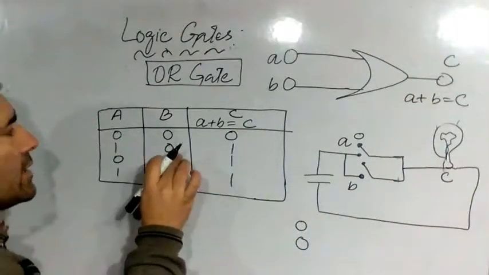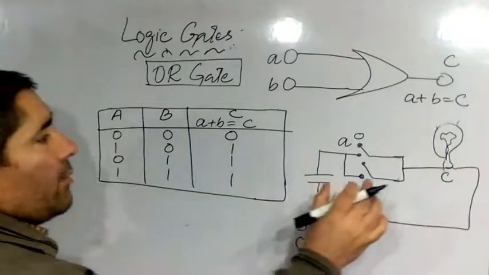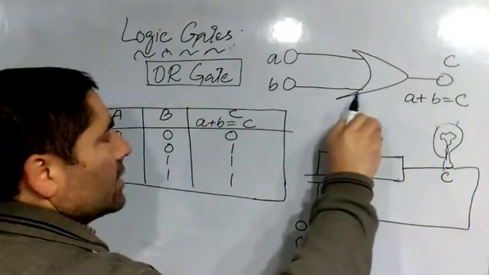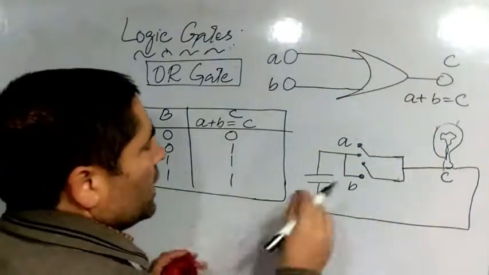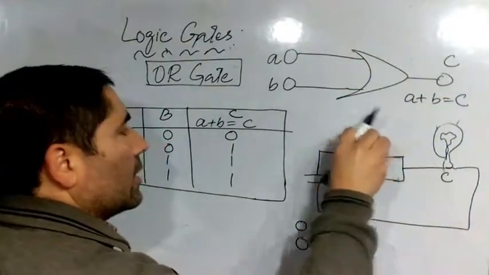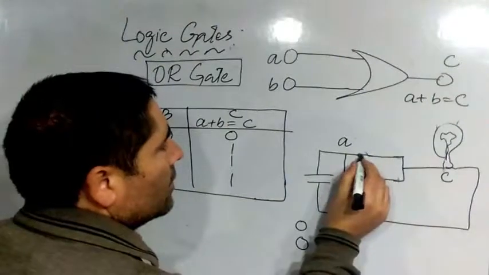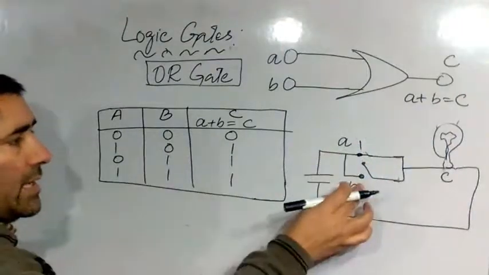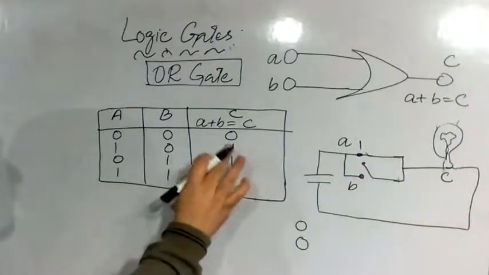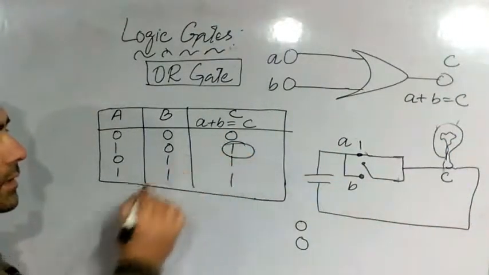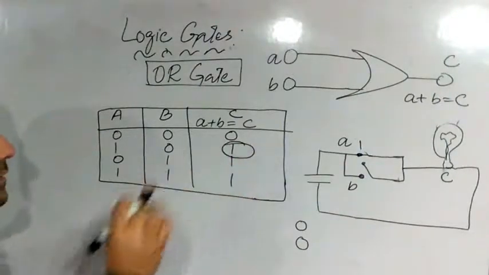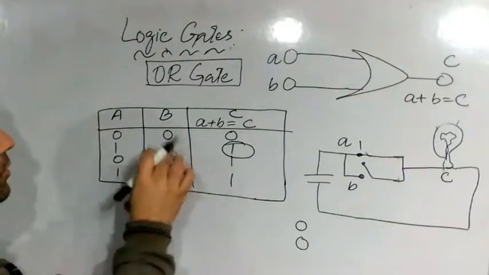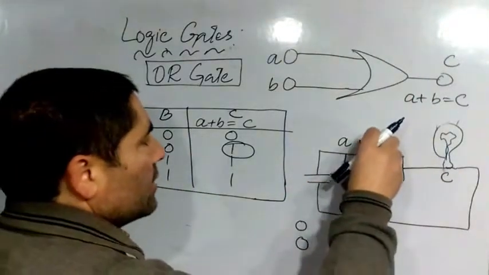If A is 1 and B is 0, the bulb will glow, like this. If A is 1, it means the switch is in closed position. If A is 1, B is 0, bulb will glow. Here we get the signal. If A is 0, B is 1, like this.